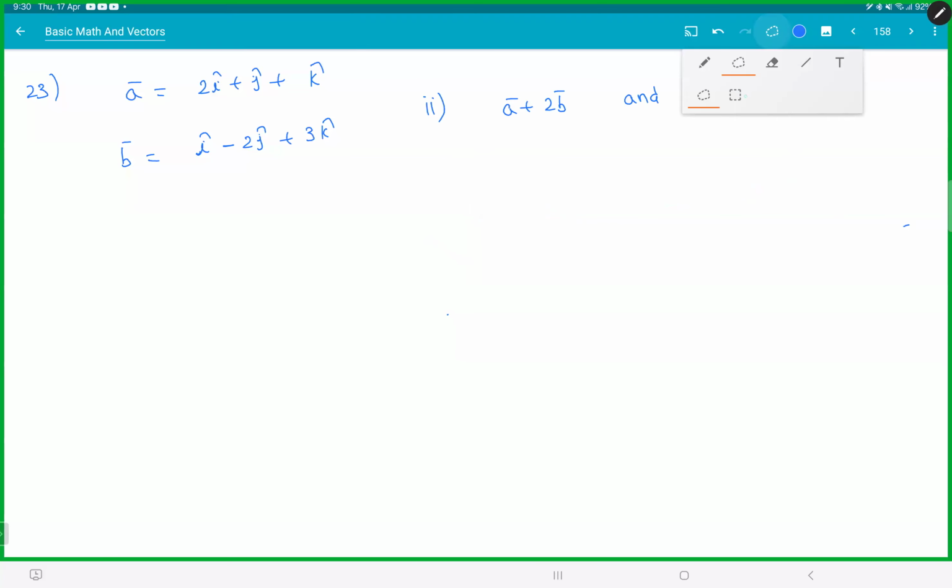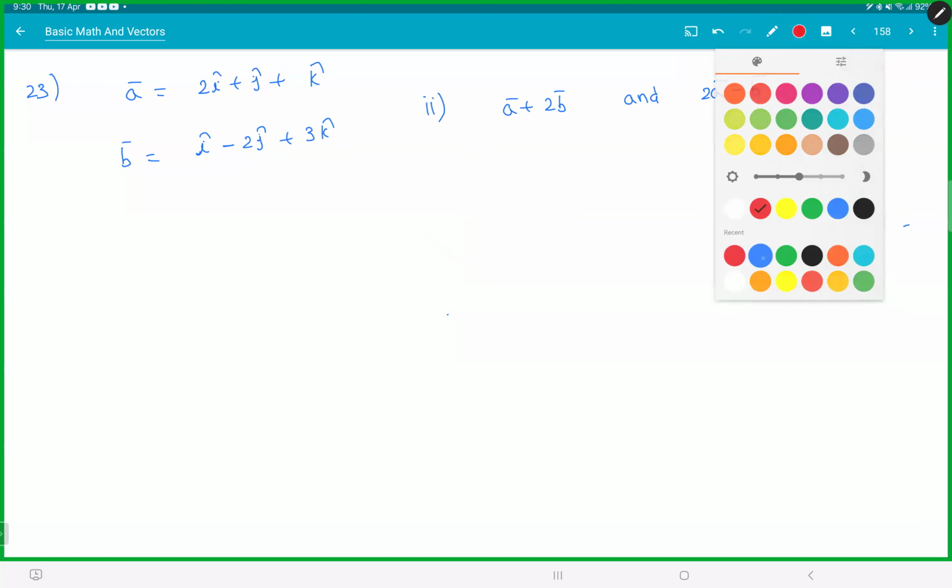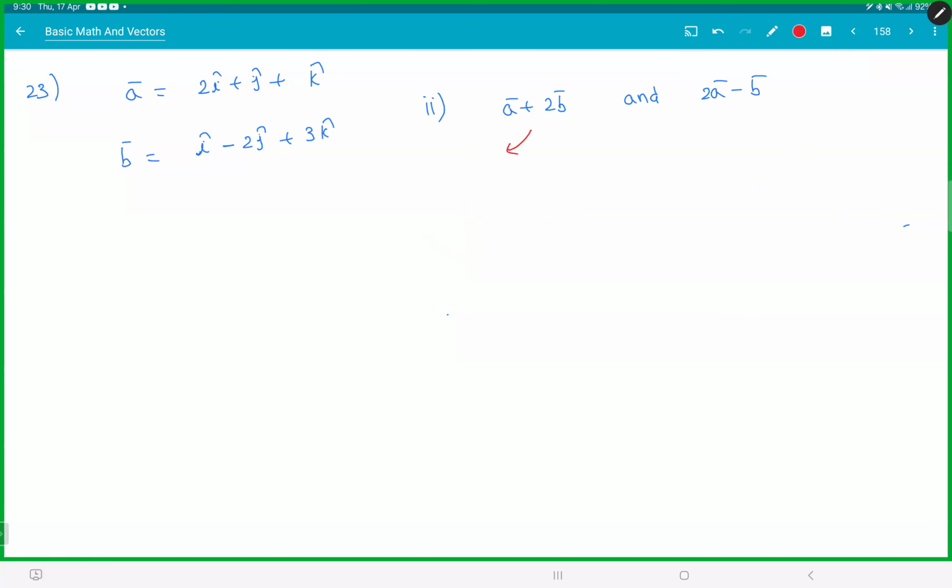One is the brute force. What is A plus 2B? A plus 2B will be how much? 2 plus 2, 4i. Plus minus 2 minus 3, j. 1 plus 6, 7k. 2A minus B will be how much? 4 minus 1, 3i. 2 minus of minus 2, plus 4j. 2 minus 3, minus k cap. Tell me if I did something wrong here. Right?